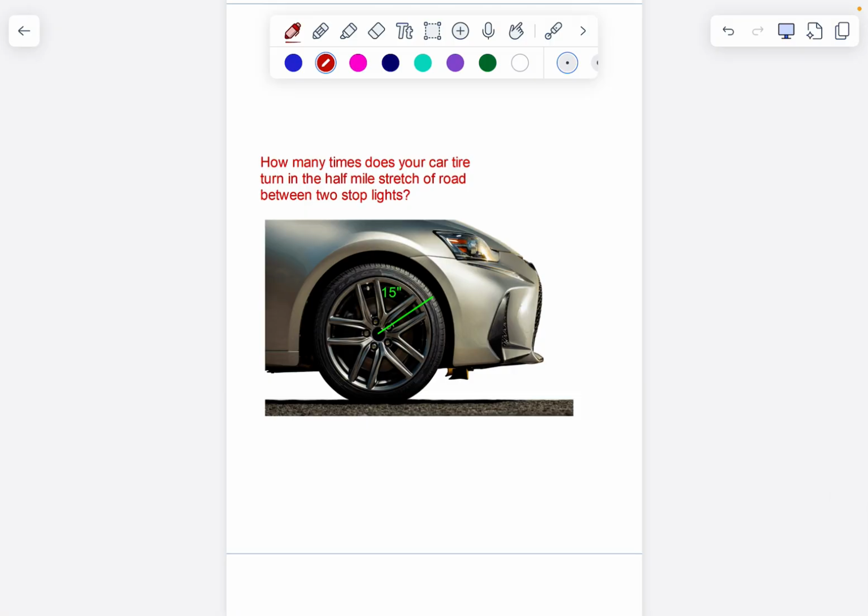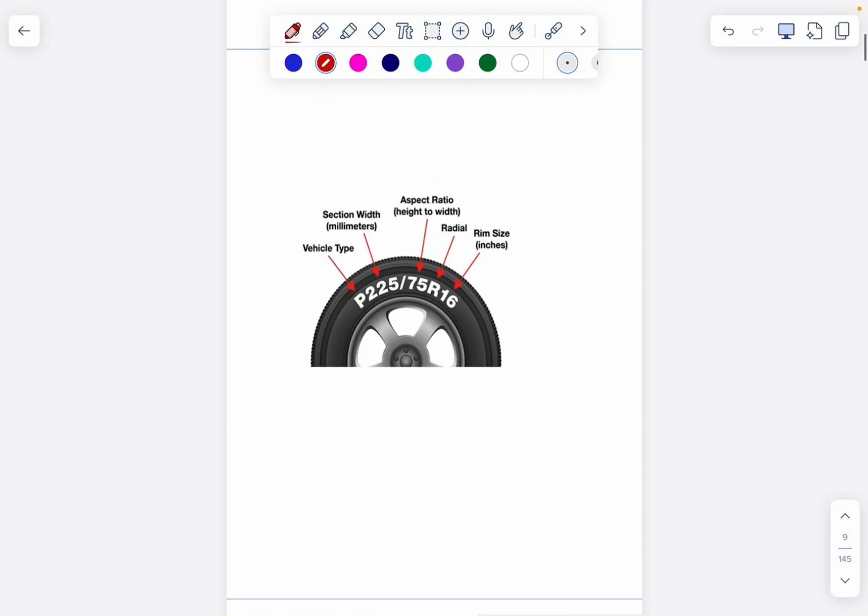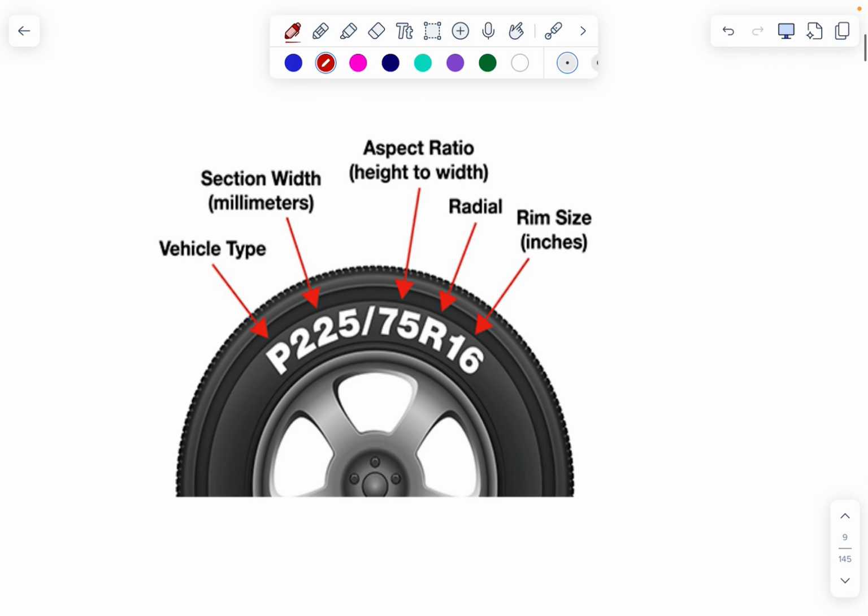Anybody know what the numbers on your tires mean? Let's bring this back to reality again. Here, let me show you a picture. Now, they're not usually printed that huge, but that's what they usually look like.